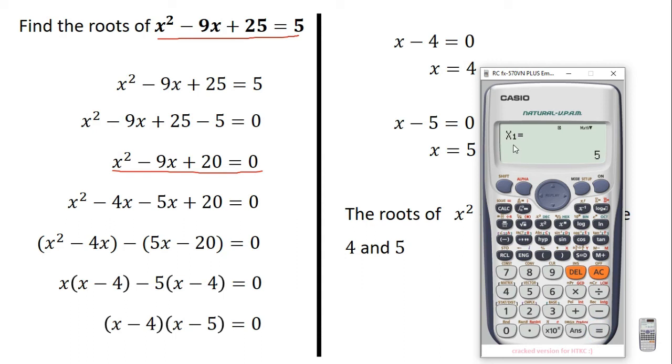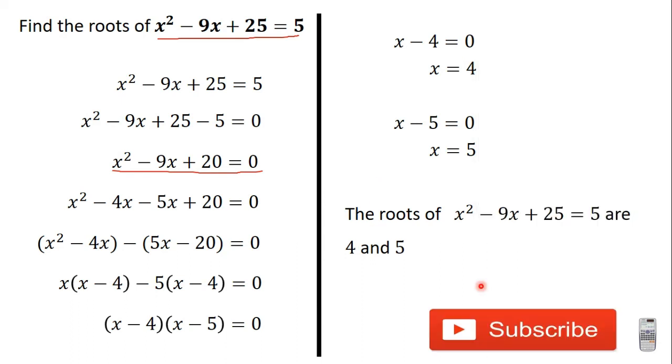The calculator is saying that x1, that is the first solution, is 5. You press on equal to again. x2, the second solution, is 4. So it means that the roots or the solution of our equation is 5 and 4.